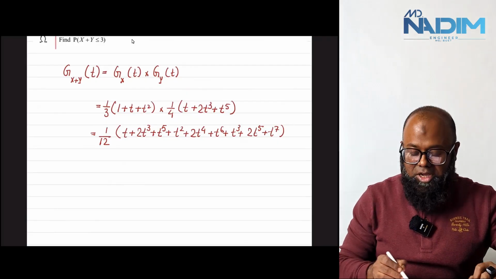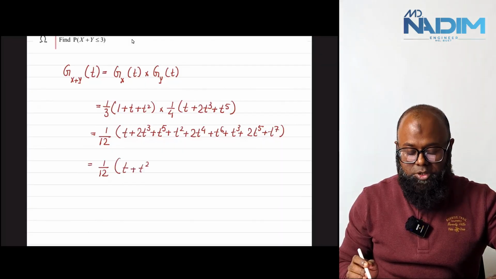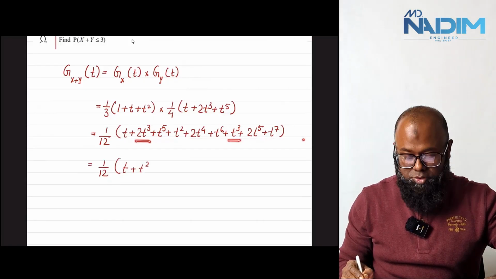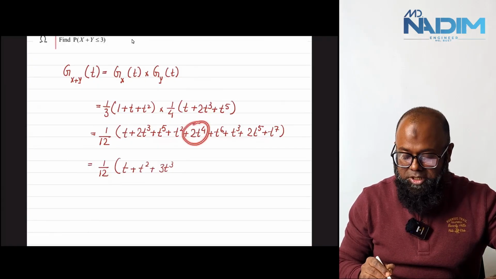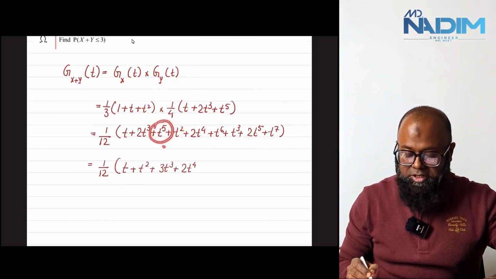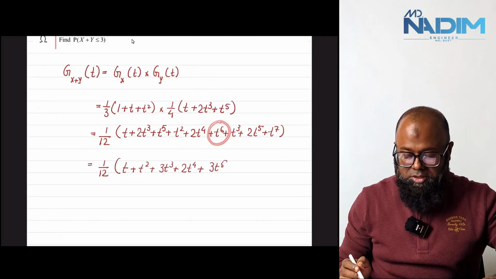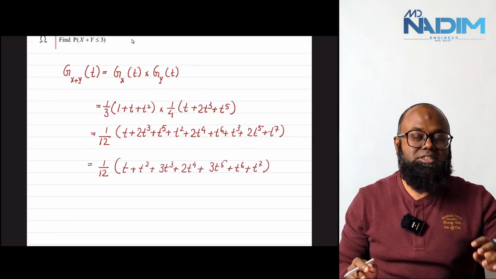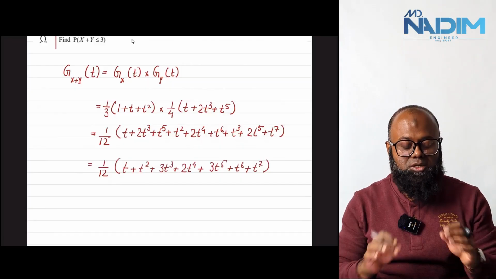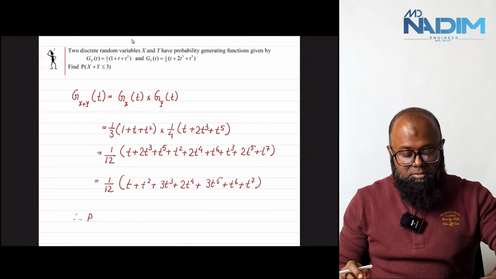Now, if I simplify this polynomial, I will be getting t plus t squared, then we have t cubed here and here, that gives 3t cubed, and then we have t to the power 4 here only, so 2t to the power 4, and t to the power 5 is here and here, so it would be 3t to the power 5. Now, t to the power 6 is only 1, t to the power 7 is only 1. So, this is the expression for the probability generating function of X plus Y.